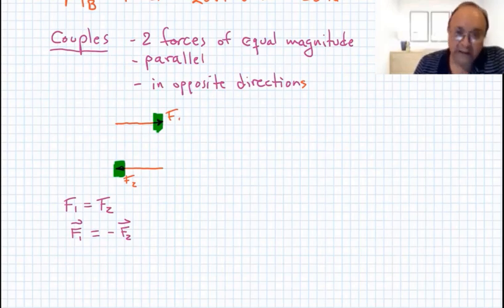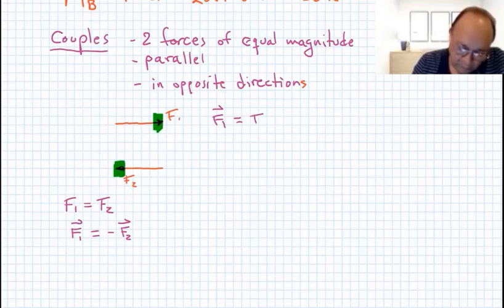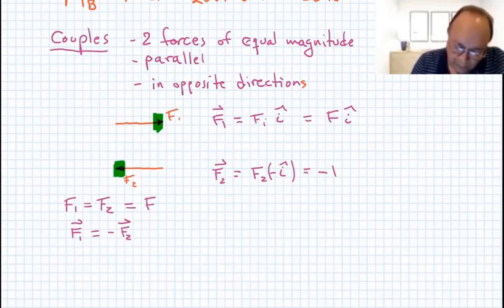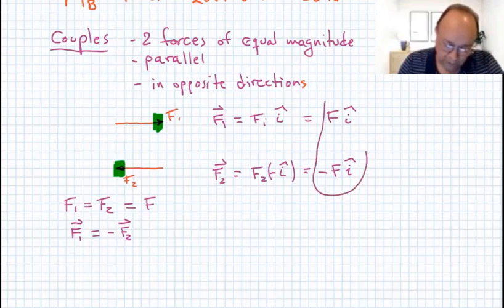If I do this in Cartesian coordinates, F1 will be F1 i. F2 will be F2 minus i. And let's say F1 equals F2 equals F. So we can say here F i equals minus F i. So those are a couple. Here you can see the whole thing.